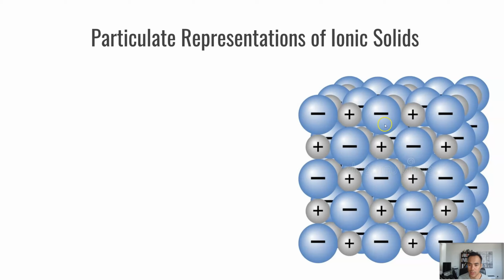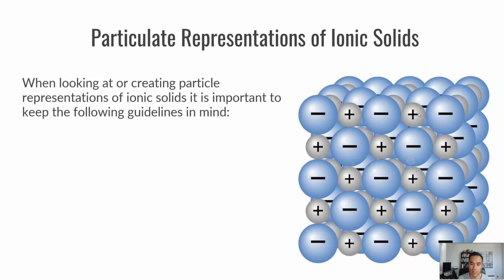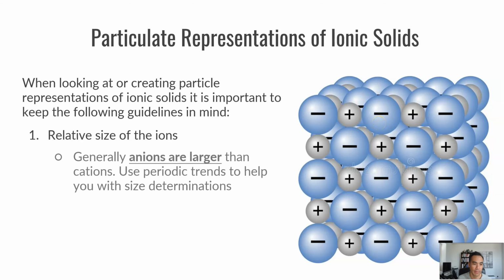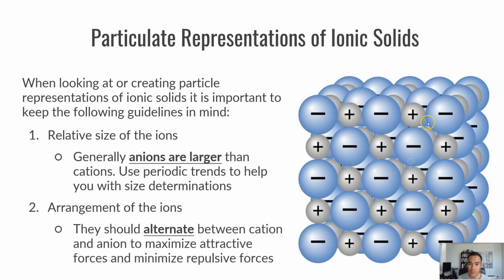A particulate representation here shows you how these crystals are formed. The positive charge is alternating with the negative, and this pretty much is going to apply for all ionic solids. When we create these particles, we want to keep a couple of things in mind. Number one is the sizes. Based off the element that we have, generally a negative ion is going to have a larger size, because of the fact that they are adding more electrons to their shells, and that is going to help us determine which size is going to be bigger. The other thing is they're going to be alternating to minimize the repulsive forces and maximize the attractive forces.